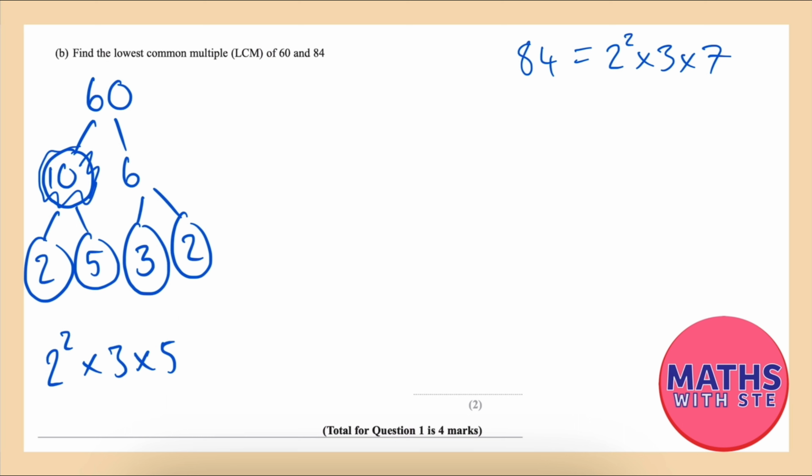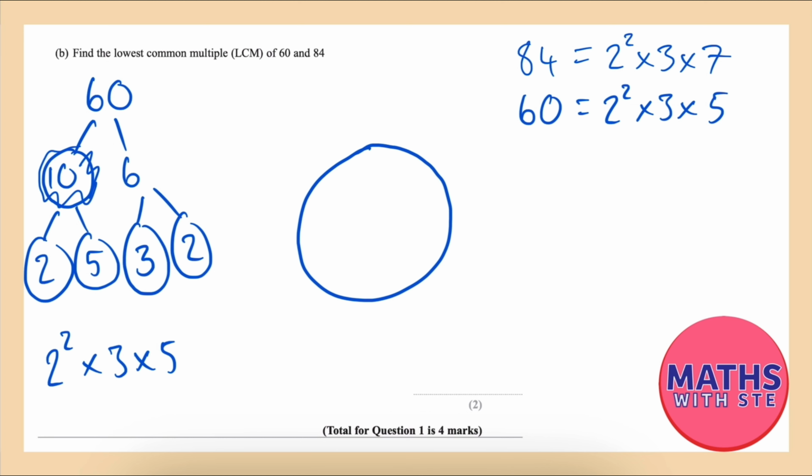Great, okay. Now I'm just going to move this up to the top here so that we can have everything in line. So we've got 60 equals 2 to the power of 2 times 3 times 5. And as you can see there, the 2 to the power of 2 and the 3 go into both. It's only the 7 and the 5 that make them different. Now, what you can do with that is make yourself a Venn diagram. So I'm just going to quickly make a Venn diagram. Just a little sketch will do it.